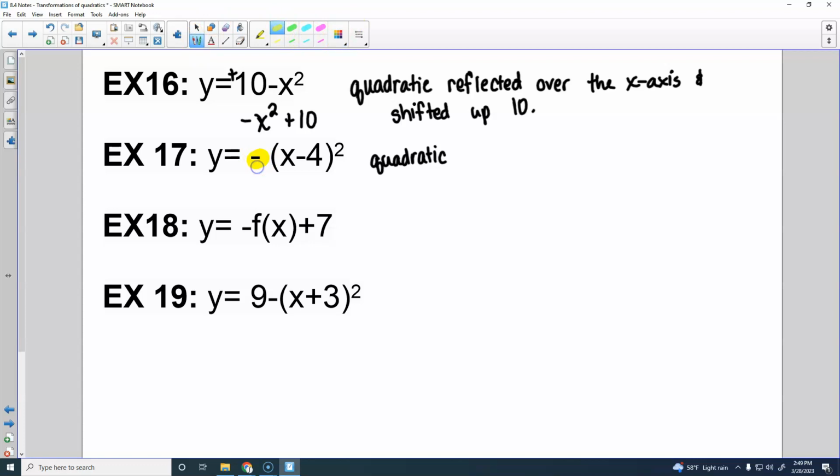Alright. There we go. We got that negative and we got this minus 4 right here. So what did we just say the negative is going to do? Reflect. So this is also going to be reflected. Still the x-axis.